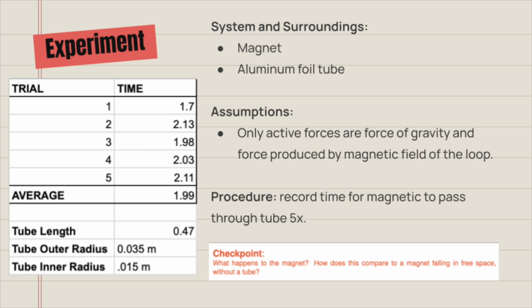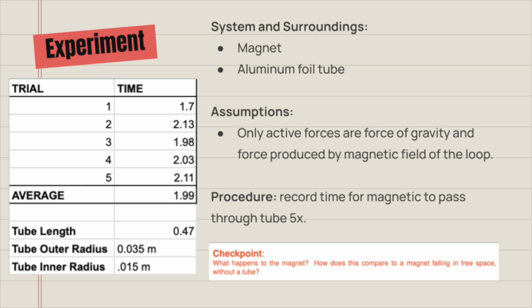For my procedure, I had an assistant record a video to get the timings from later. I then held the tube in one hand and the magnet in the other and dropped the magnet through the tube. I repeated this 5 times. I then took the recordings, slowed them down, and noted the exact time the magnet spent within the tube for each trial. I found the average time spent within the tube to be 1.99 seconds.